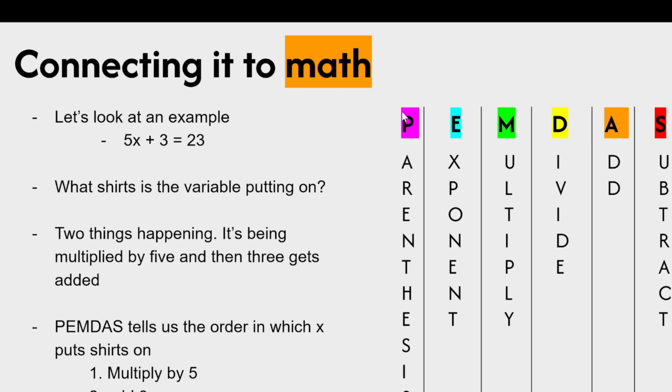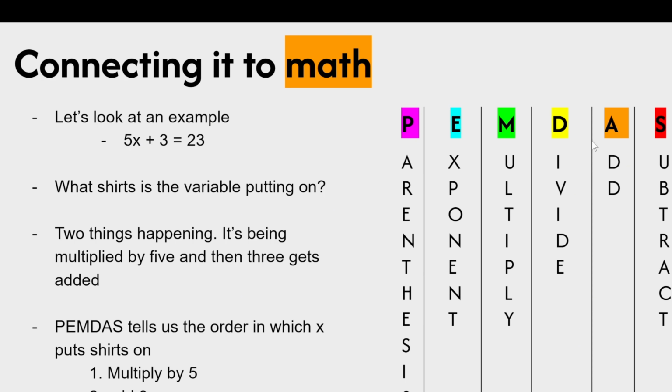So let's look at an example. If we have 5x plus 3 equals 23, we want to know what shirts the variable is putting on. So two things are happening just looking at this. You see that the 5 is multiplying the x. When you see a number right next to the variable, it's being multiplied. And then we also see that we're adding 3. So those are the two things that we're doing.